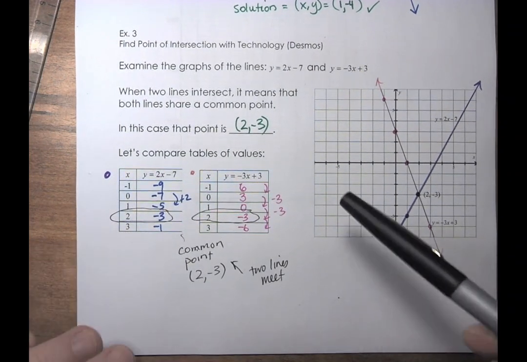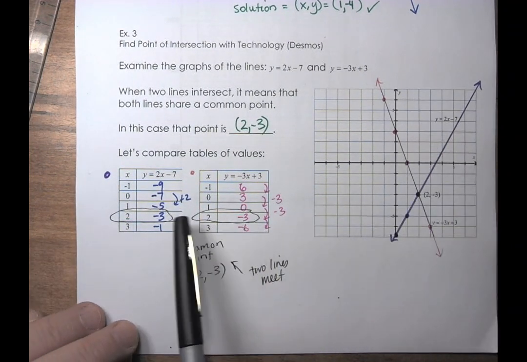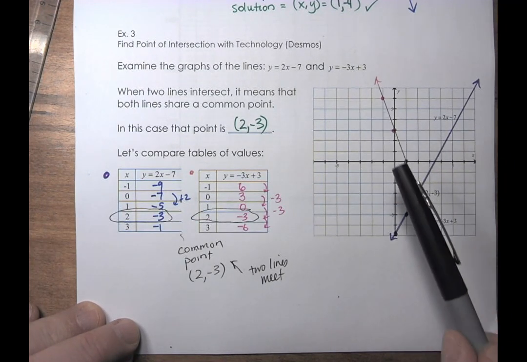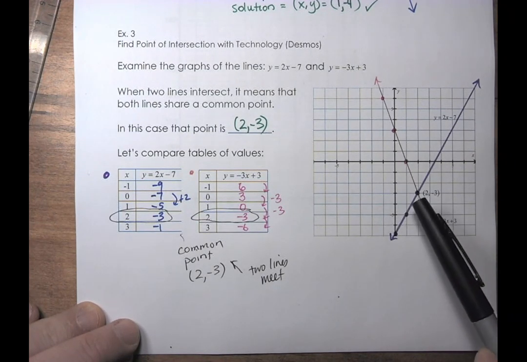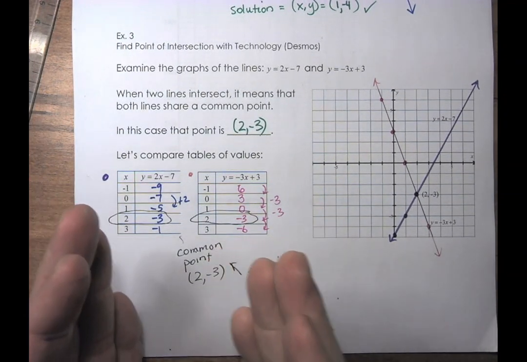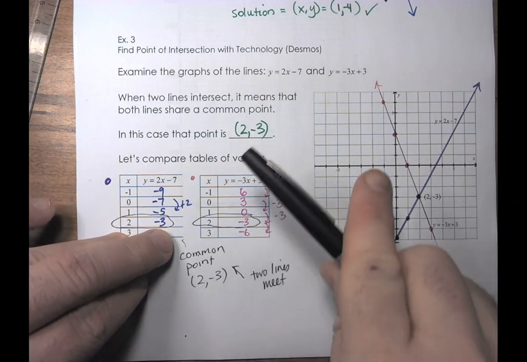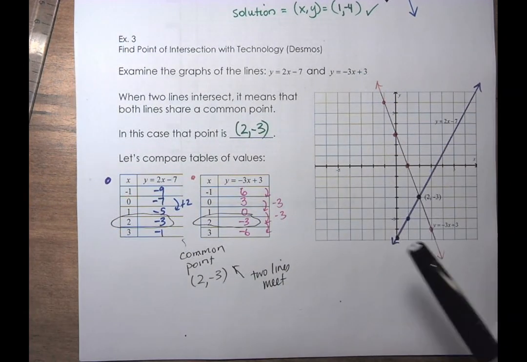All right. So, a couple different ways. Table of values. I share a common point. I have two graphs where they meet. All this stuff should still be put together. And you can use decimals as well.